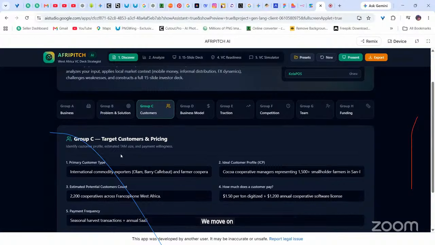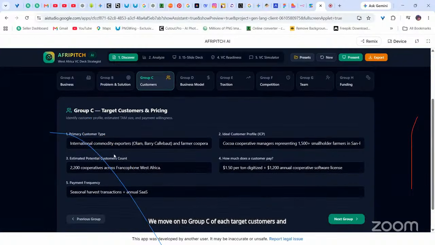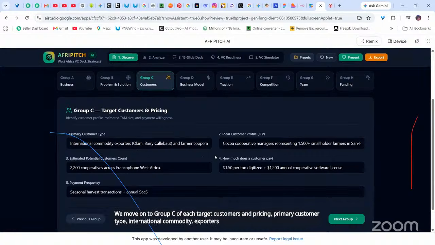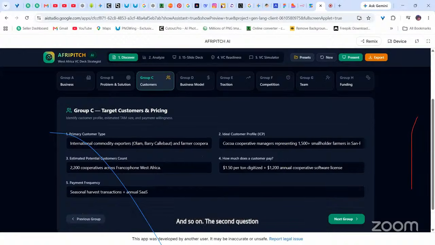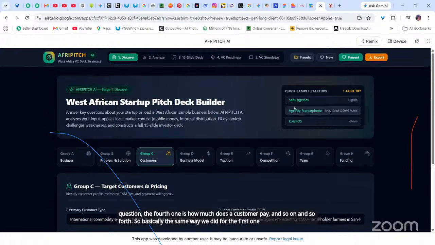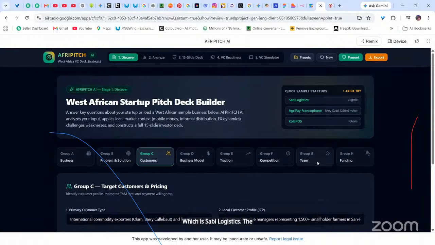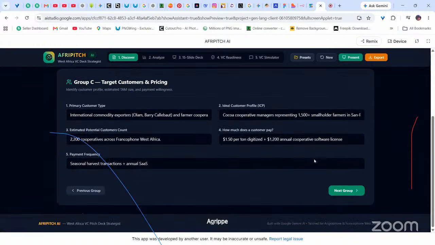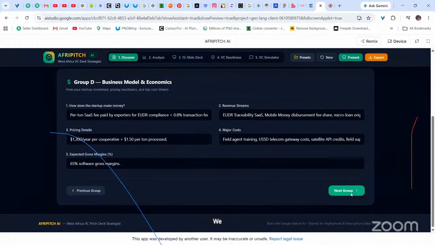So we move on to group C, target customers and pricing: primary customer type, international commodity exporters, and so on. The second question there is ideal customer profile, which is the ICP, then estimated potential customers count for the third question. The fourth one is, how much does the customer pay, and so on and so forth. Basically, the same way we did for the first one, Sabi Logistics, the same questions are being asked for AgriPay Francophone. So we inputted the answers to it, and moving on.